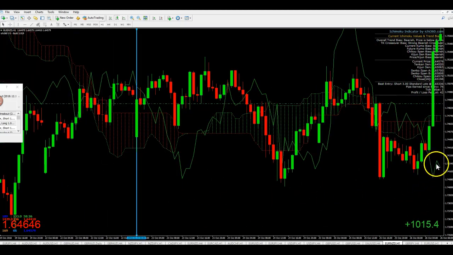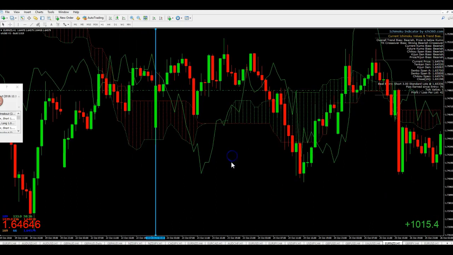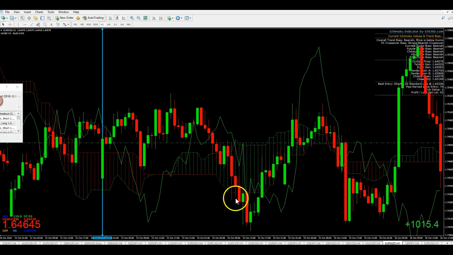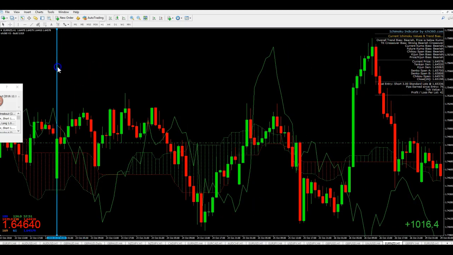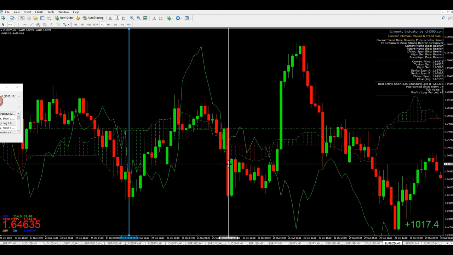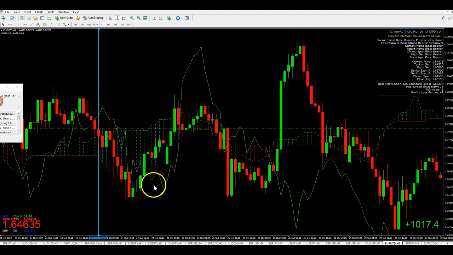So assuming the break occurred somewhere here, towards the end here. So assuming the break of the candle occurred somewhere here, I can't remember the exact place where we entered now, but assuming the break of the candle occurred here, I would have waited for the Chiku span to also break the Kumo.